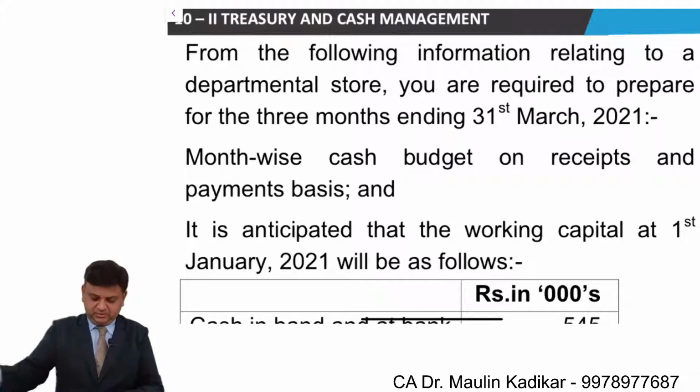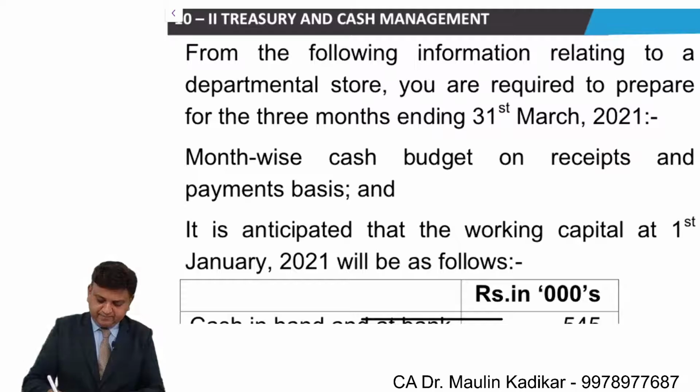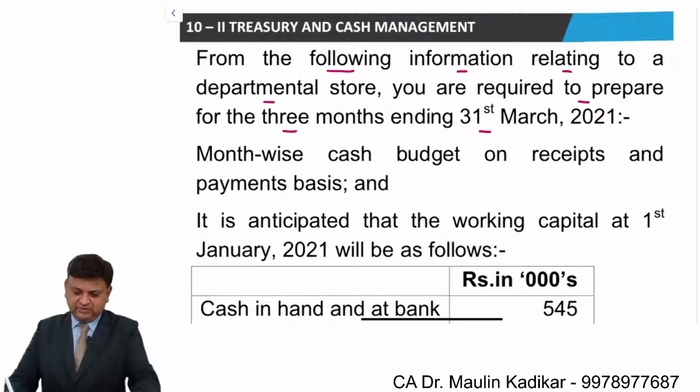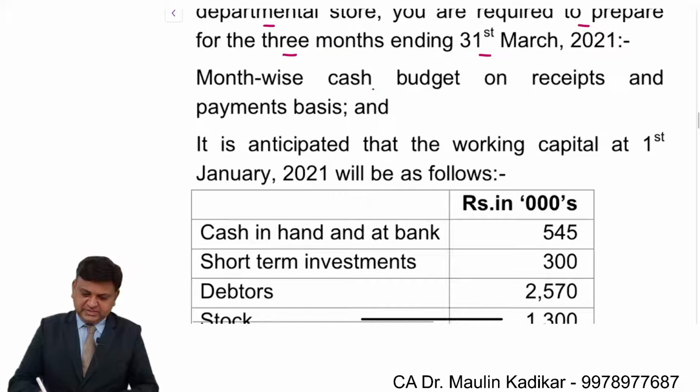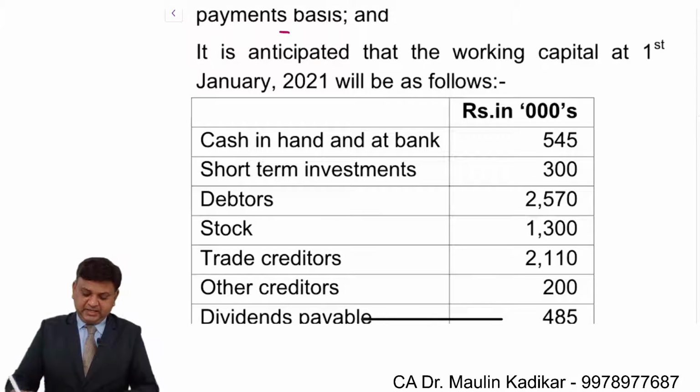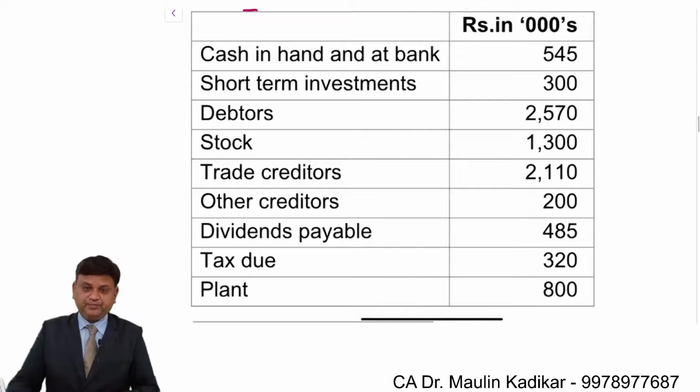Let us see the next question. From the following information relating to a departmental stores, you are required to prepare, for the 3 months ending 31st of March 2021, a month-wise cash budget on a receipt and payment basis. It is anticipated that working capital as at 1st of January 2021 will be as follows. The figures are given in thousand term.